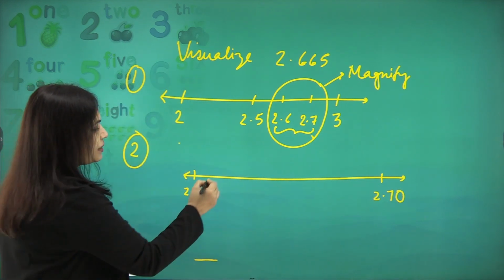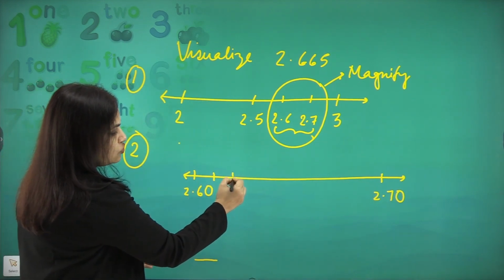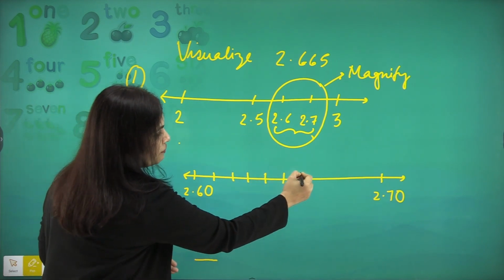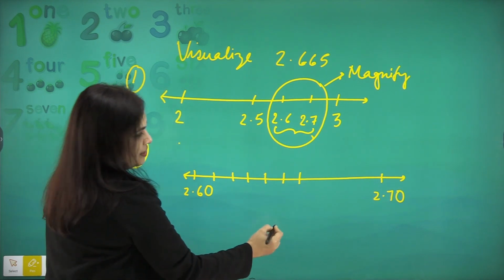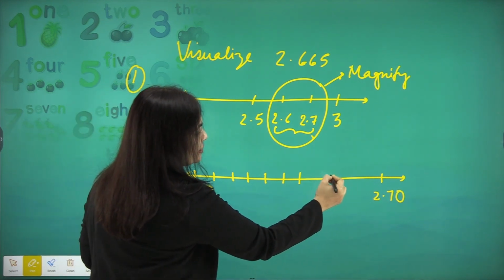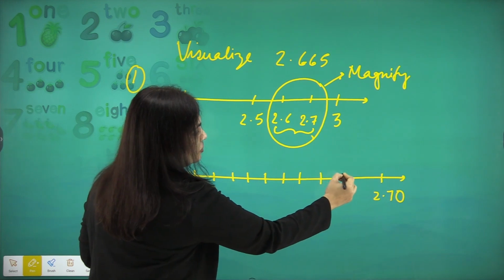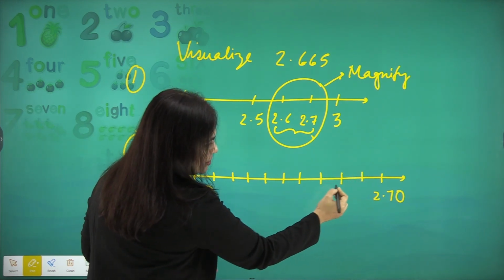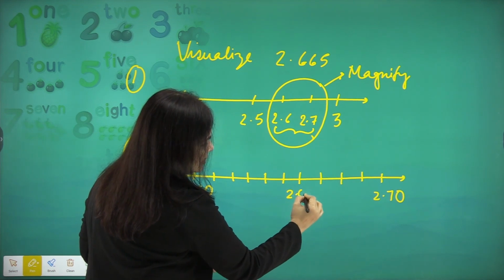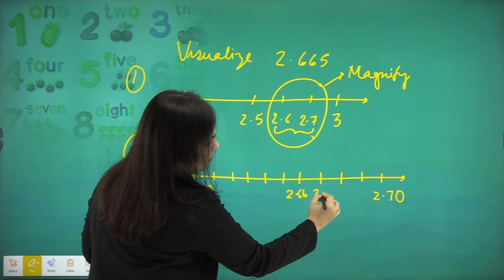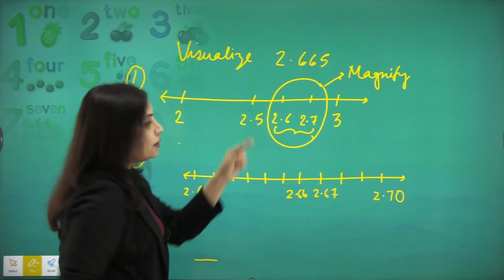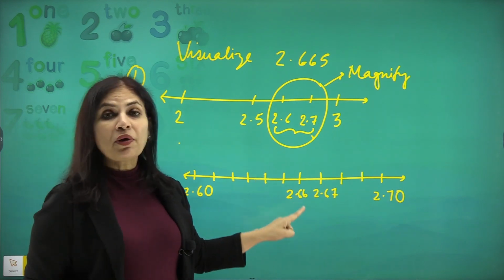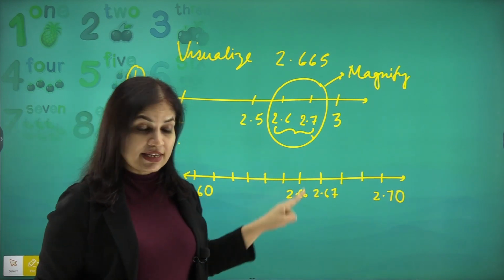So obviously in between I'll have 2.61, 2.62, 2.63, 2.64, 2.65, 2.66 and 2.67, 2.68, 2.69. So this is my 2.66, 2.67. My target number 2.665 lies between 2.66 and 2.67.